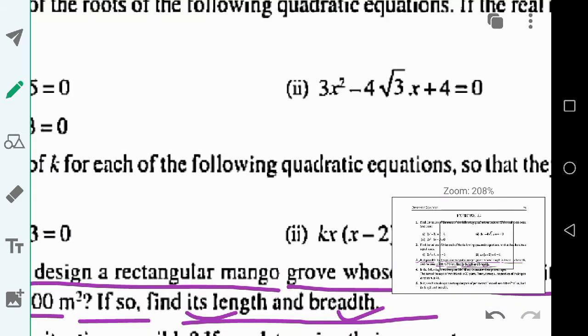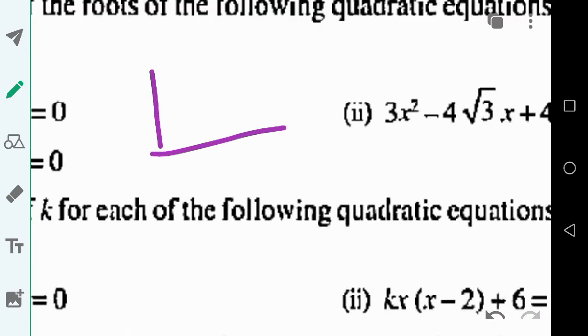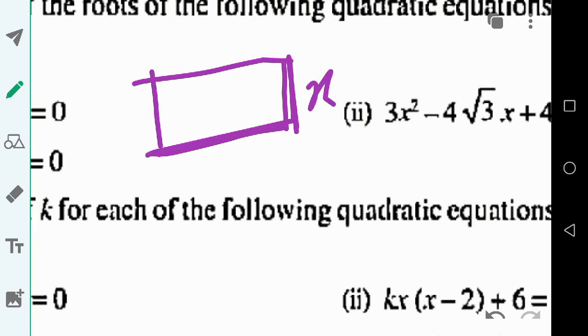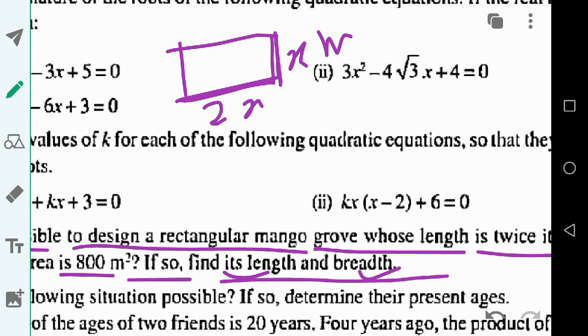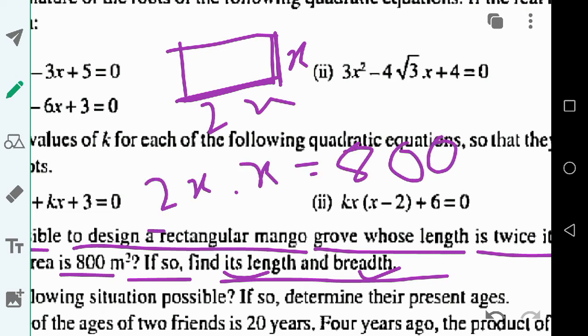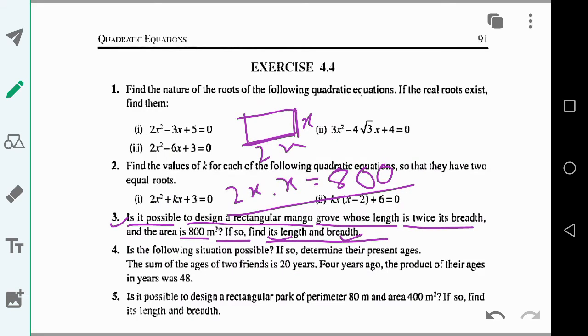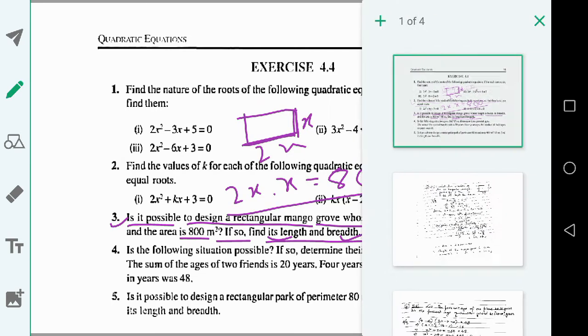Okay, so we have to design a rectangular mango grove whose length is twice its breadth. Suppose breadth is x, then length must be twice x. And area is 800 meter square. That means if you consider its breadth is x meter and length must be twice x meter, then what will be the area? Length into breadth, isn't it? So twice x into x gives 800. So from this equation we have to determine the length and breadth. And before determining length and breadth, we have to determine whether this is possible or not.